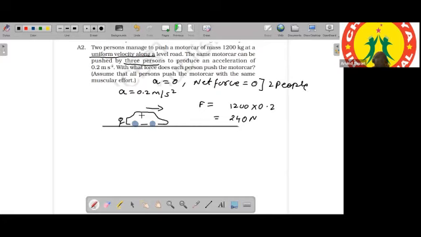Okay. Now, can you tell me what will be the force of friction that is acting on the car? What will be the force of friction acting on the car?